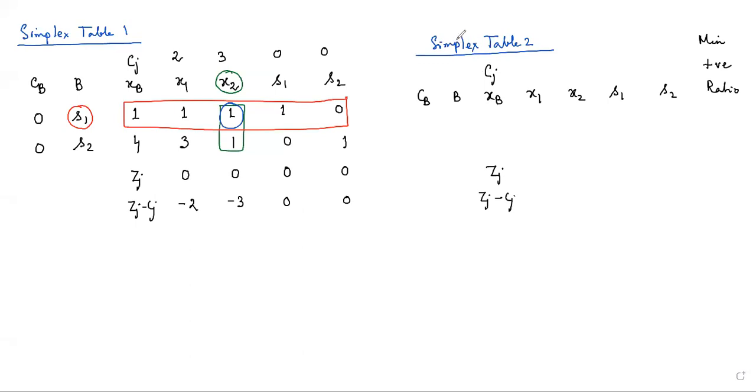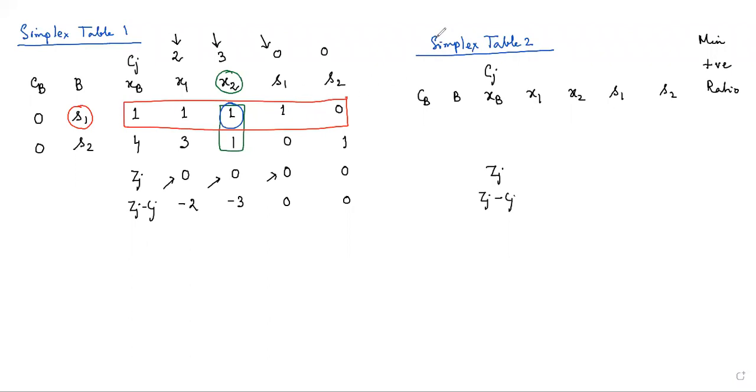Zj minus Cj means you are subtracting Cj from Zj. Here you are subtracting this number from that number, this number from that number, this number from that number.